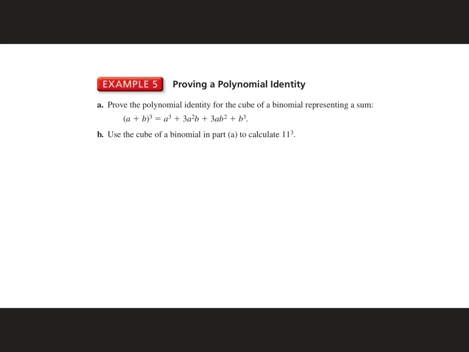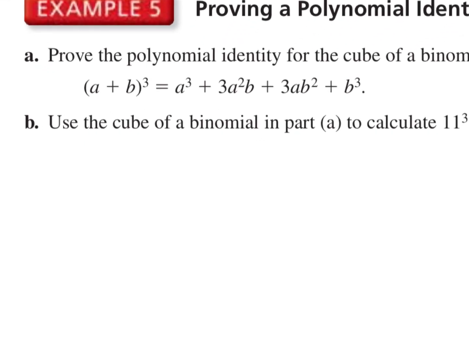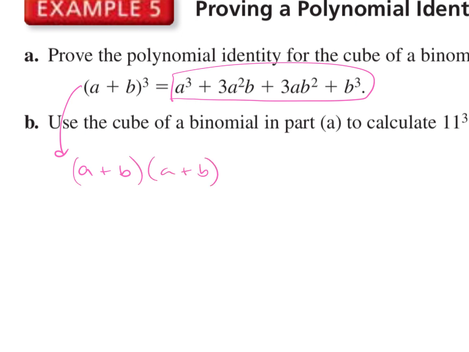In example 5a, it says prove the polynomial identity for the cube of a binomial representing a sum. So we're proving what we just saw on the last page. So what we could do is just multiply this out. So the shortcut would be using this. The long way would be a plus b times a plus b times a plus b. How would I multiply 3 binomials?